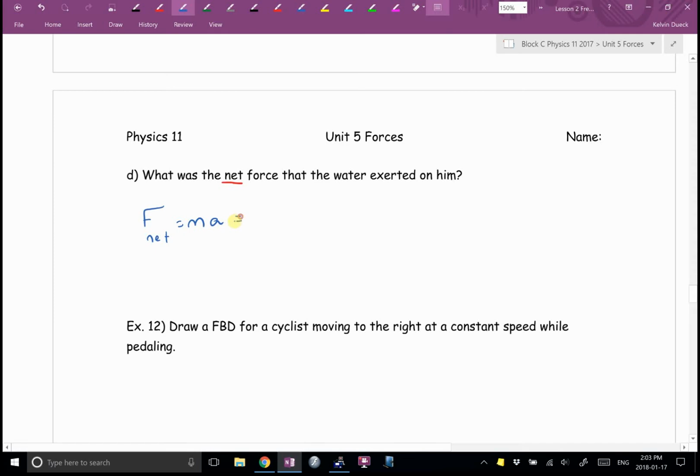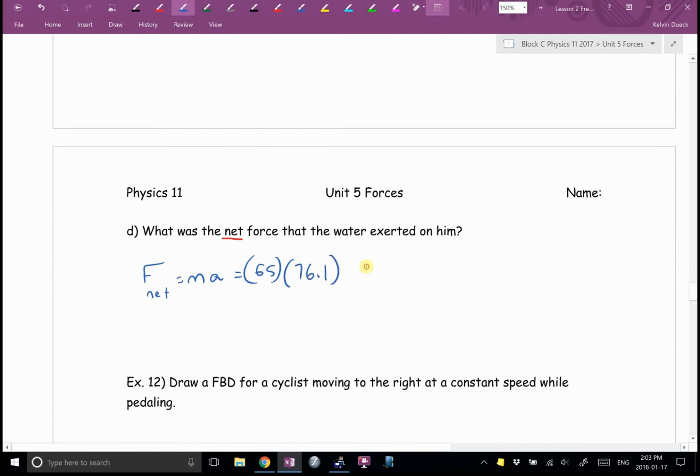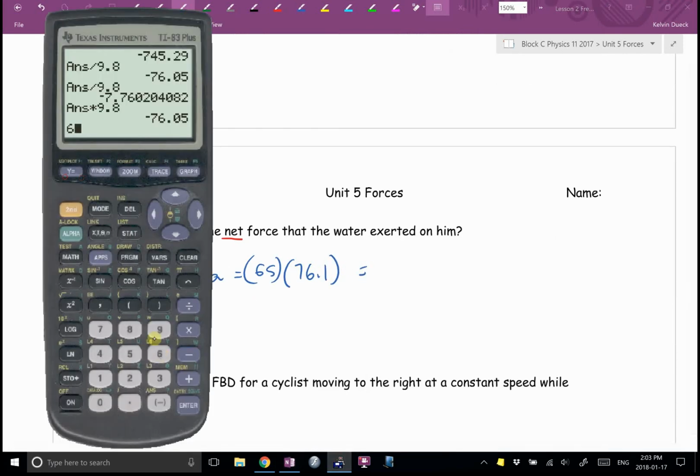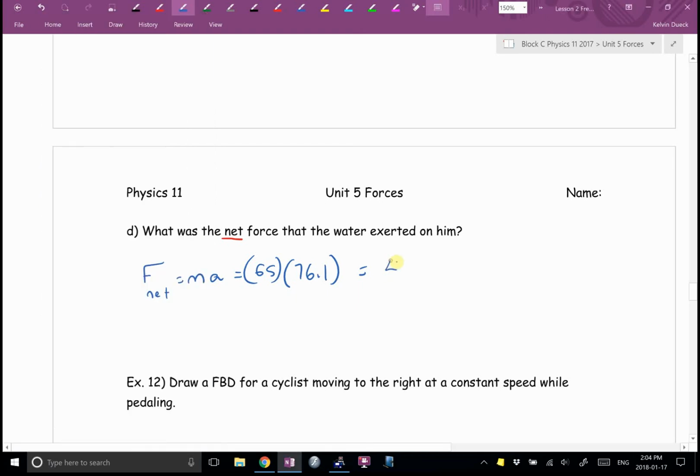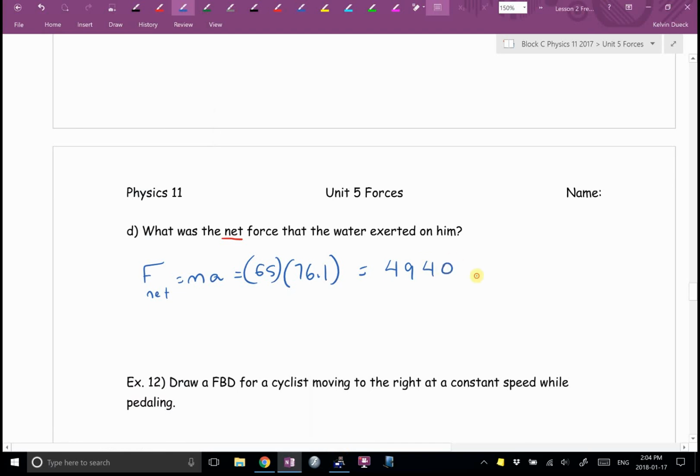So what was the mass? 65, you said? What was the a? 76.1. I'm going to use my answer button. What was the net force? I got a negative. I'm going to ignore the negative. 4,900, and I'll go to 3 sig figs, 40 newtons. You okay with that?